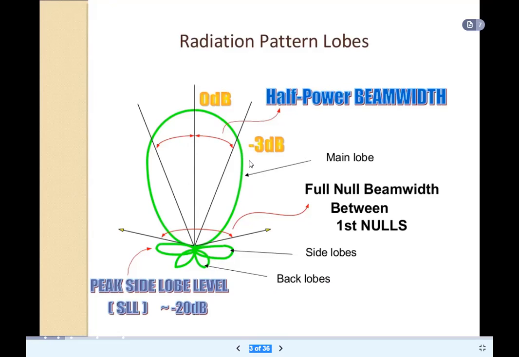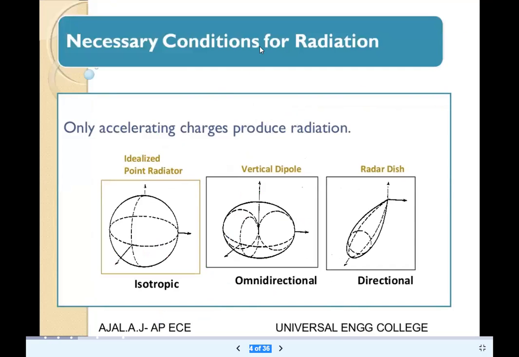This is minus 3 dB, this is the half power beamwidth. 0 to minus 3 dB is the half power beamwidth. And the side lobe level is minus 20 dB. This is nothing but the radiation pattern of an antenna. And this is the full null beamwidth, between the first nulls. Okay. Then we see the necessary condition for radiation or types of antenna.